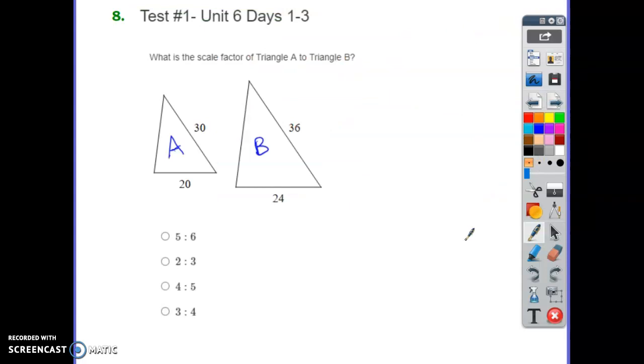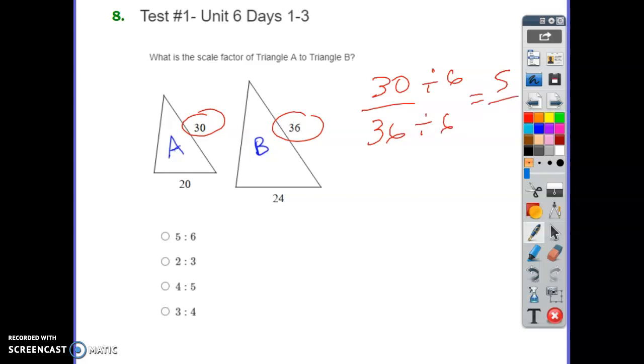Number 8, what's the scale factor of triangle A to triangle B? Okay, well, I'm just going to pick one side and simplify it. So 30 to 36. What goes into 30 and also 36? 5 times 6 is 30, and 6 also goes into 36. So I'm going to divide each of these by 6, and I get 5/6. So that's 5 to 6.